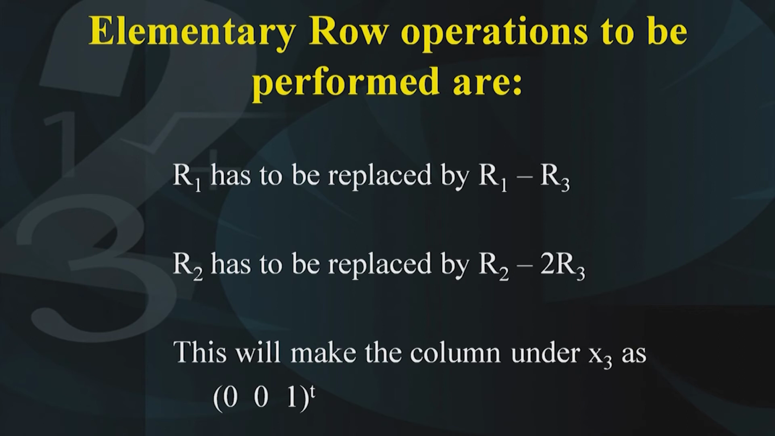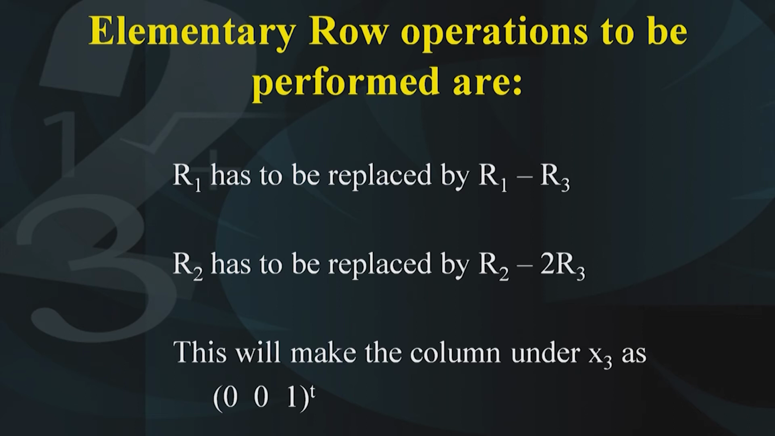The last entry 1 is already there, so you do not need to do anything. The only thing is you have to make the first entry 0 and the second entry 0. So, the first elementary row operation is R1 has to be replaced by R1 minus R3, and similarly the second row, that is R2, has to be replaced by R2 minus 2R3.